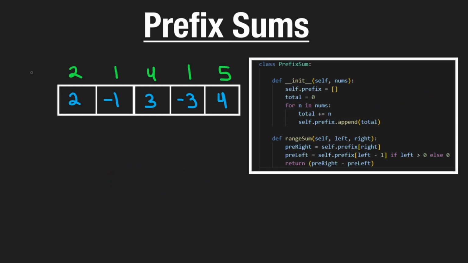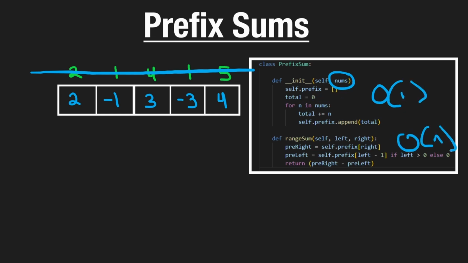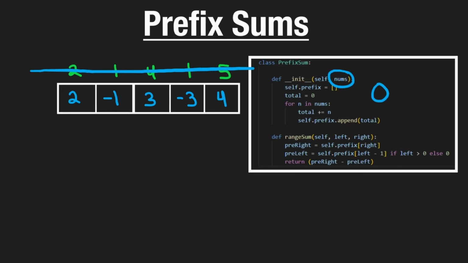If we solved this problem without prefix sums, we just had a single array, our constructor would have been efficient, because all we would have done is just copied nums into like a member variable. That would have been a constant time operation. But our range sum would have been a linear time operation. And assuming that we're going to be calling range sum very frequently, and we're not going to be calling the constructor very frequently, that's why solving this with prefix sums is more efficient, because we're assuming that range sum is going to be called more frequently.